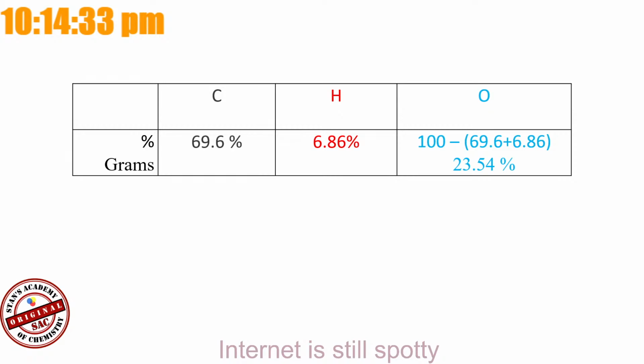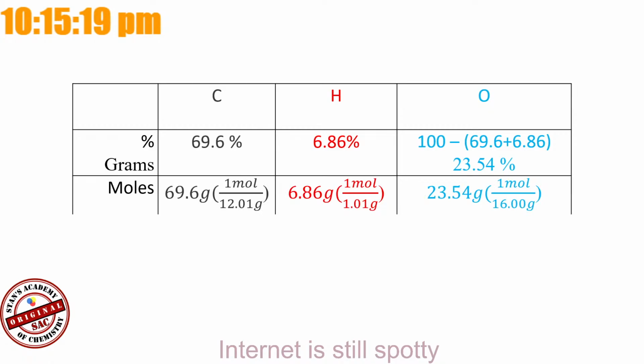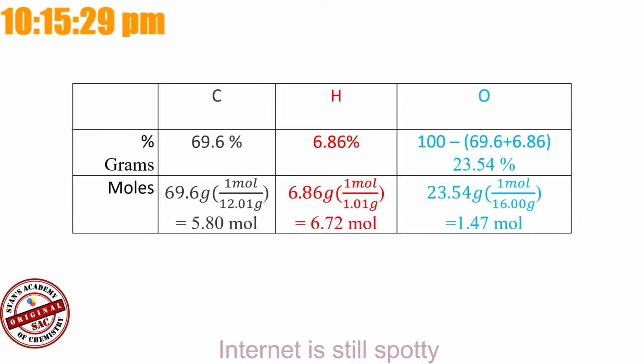What we will do with these numbers is convert them to moles using the conversion factor. For carbon, the molar mass is 12.01, so we will multiply 69.6 using dimensional analysis by 1 mole in the numerator. In the denominator, you have 12.01 grams. The units grams and grams will cancel out, and you will have the moles of carbon. Similarly, you will find the moles of hydrogen and the moles of oxygen by dividing by the relative atomic masses. That gives us the actual number of moles that we have in 100 grams. So if you take 100 grams of this compound, it will contain 5.8 moles of carbon, 6.72 moles of hydrogen, and 1.47 moles of oxygen. That's what we will have.